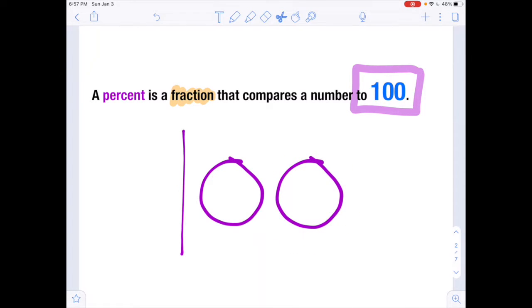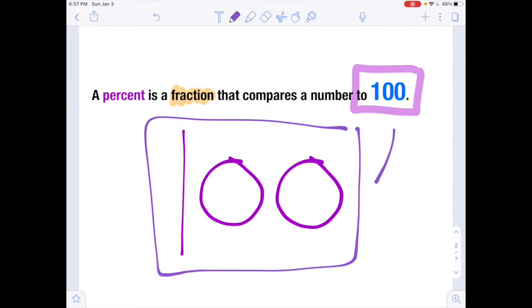Now I see the number 100. So this was the percent sign, and now it's the number 100. This is how you can remember that a percent means 100. There are some other tricks too, and we'll talk about those in class.